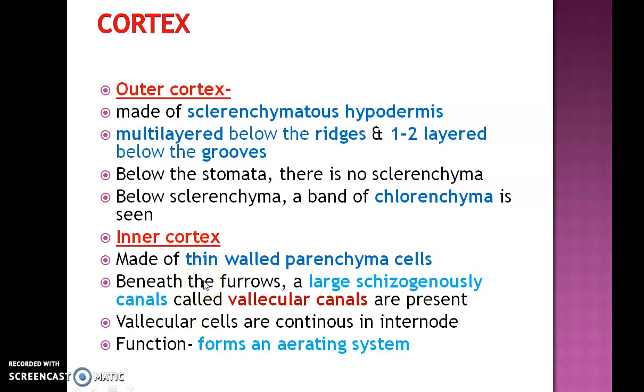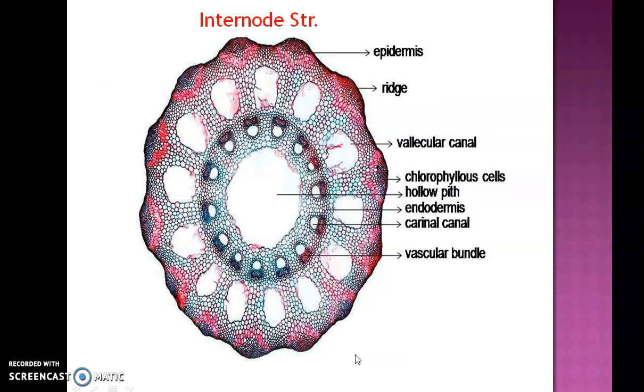In the inner cortex, beneath the furrows, a large cavity is present and that is known as vallecular canal, which is schizogenously formed. These vallecular canals are continuous in internodes. I repeat, vallecular canals are canals or cavities seen in the inner cortex below the furrows, which are schizogenously formed and are continuous in internodes. The main function of vallecular canals is that they store air. As a result, it forms an aerating system of the Equisetum.